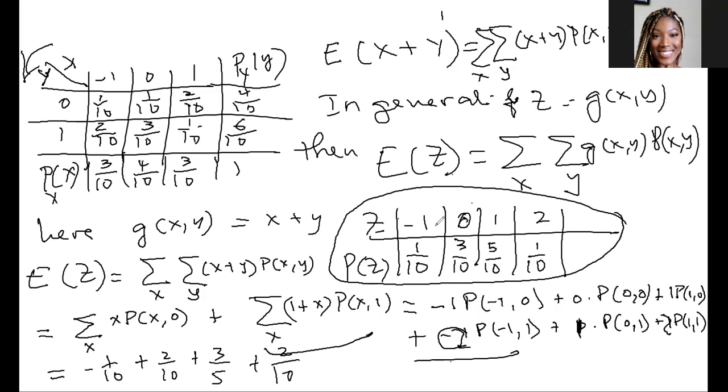And if we want to find a mean of z, it will be -1 times 1 over 10, 0 times 3 over 10, 1 times 5 over 10, 2 times 1 over 10, which will give us what we have here. Yes. This 3 over, oh, sorry, 3 over 10. So which is equal to 6 over 10. So simply put, I could ask you to find the mean of x plus y. This is what you will do.